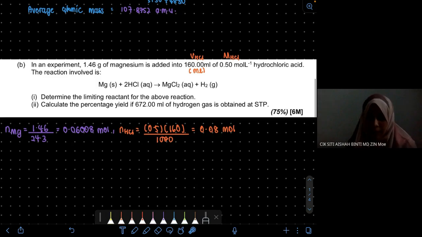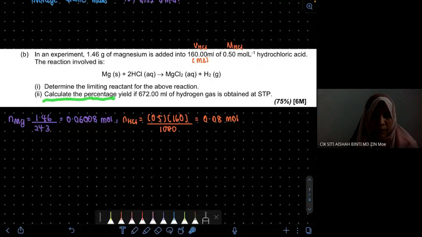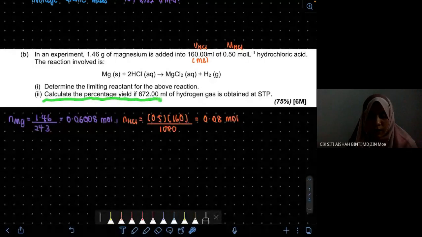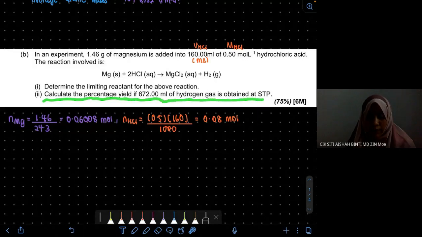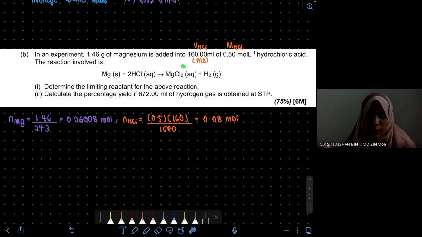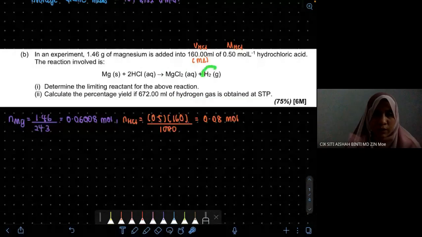But in this case, sebab Miss dah tengok, question number 2 tu, dia kata calculate the percentage yield if 672 ml of hydrogen gas is obtained. So, kat sini kita selalu compare product kan. Usually we're gonna choose the first species. Tapi sebab Miss nak buat terus, Miss tengok kat sini dia nak hydrogen gas. So, in this case, I want to compare with my H2 gas. Okay, so kita buatlah comparison.